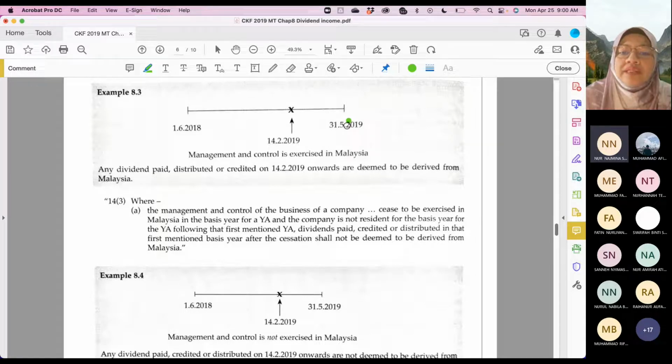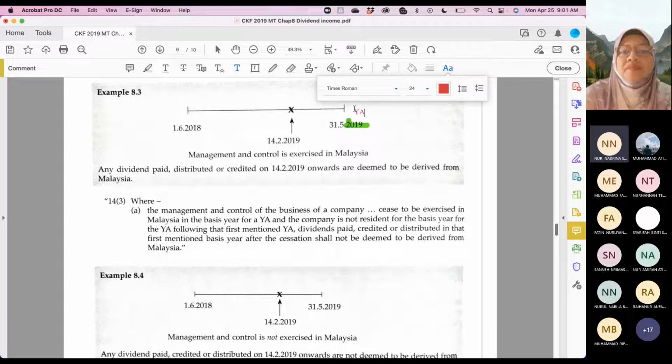So how do you decide on the year end here? You always refer to the closing year. The closing, you start from 1st June 2018. This is the basis period of the company. So one year is the basis period and it closes on 31st May 2019. And this is actually referring to your year of assessment.